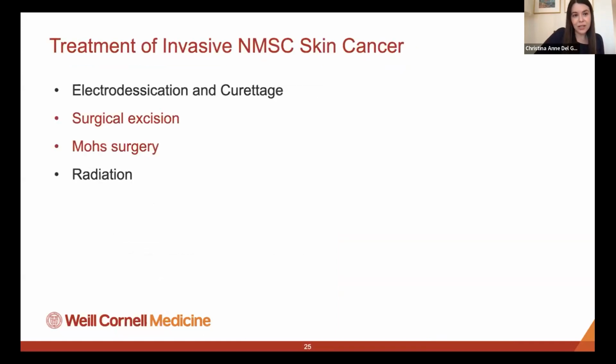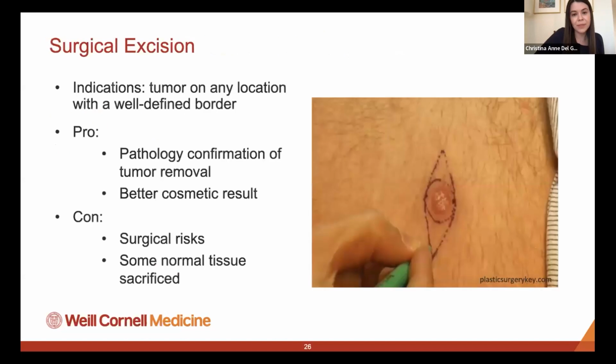And then finally, moving on to how we treat invasive skin cancers. So sometimes we can use electrodesiccation and curettage, but more frequently for invasive skin cancers, we do some sort of surgery. So maybe that's a surgical excision or Mohs surgery, and I'll talk to you about the difference in a minute. And rarely we use radiation. So for surgical excision, the indications for this are a tumor really on any location with a well-defined border.